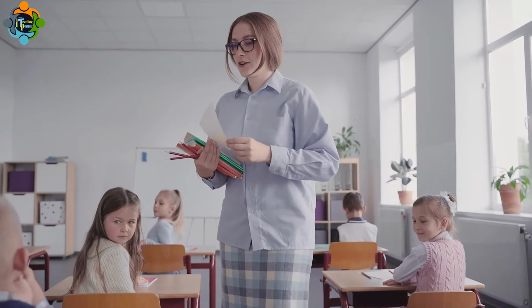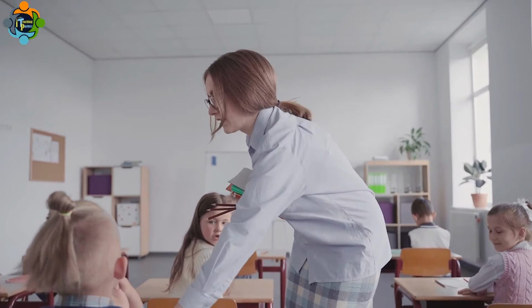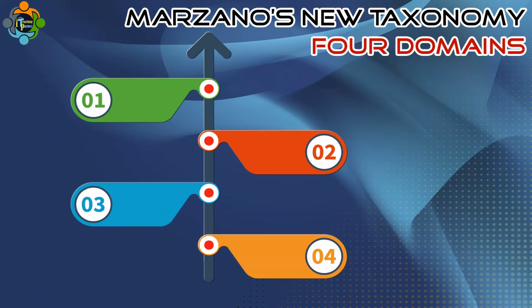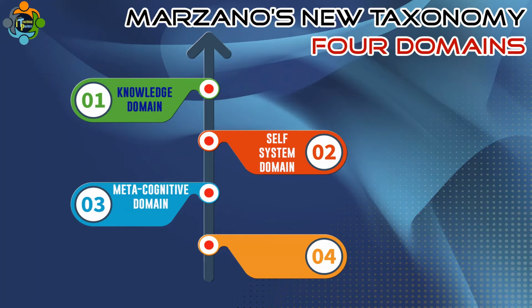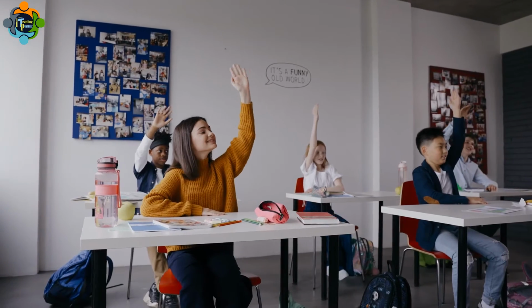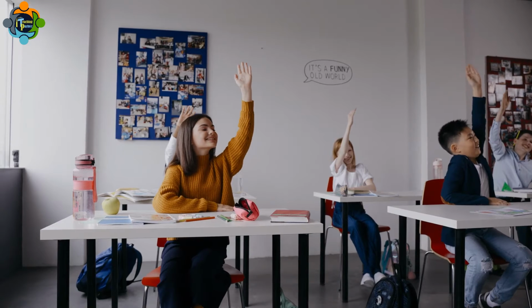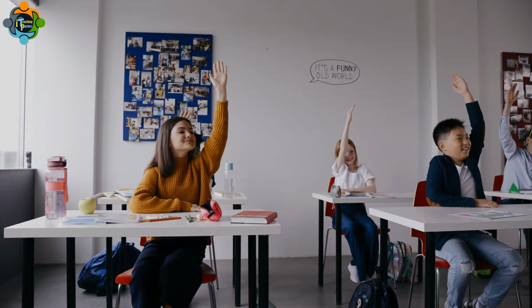To implement Marzano's new taxonomy effectively, educators should first understand its structure. The taxonomy consists of 4 domains: a knowledge domain, self-system domain, metacognitive domain, and cognitive processes domain. Each domain plays a crucial role in engaging students' minds, promoting critical thinking, and developing key academic skills.